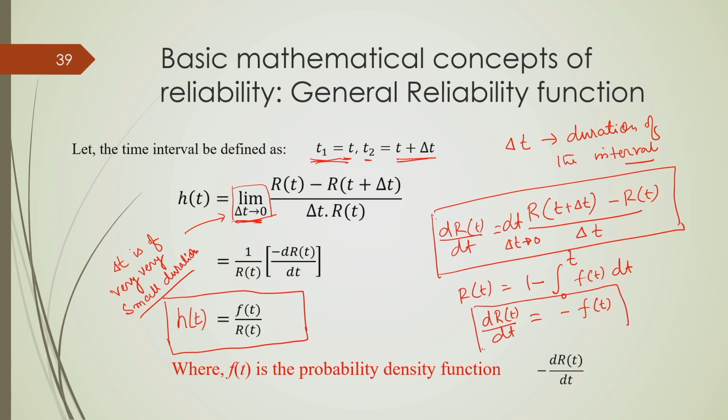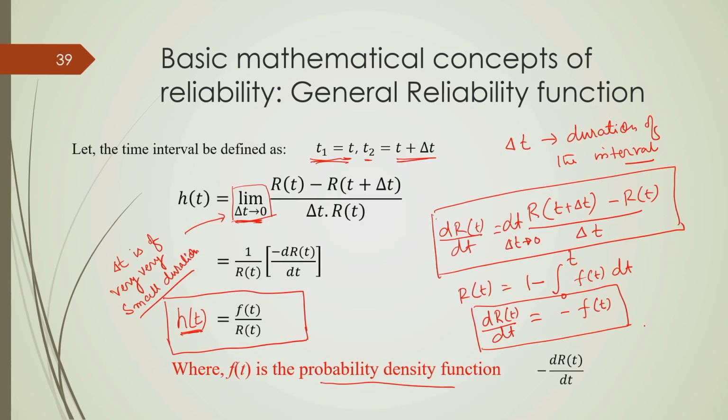And we replace this with minus dR(t)/dt, and thereby you get the instantaneous failure rate or hazard rate coming out to be f(t) divided by R(t). So, it is coming out to be the ratio of f(t) and R(t). So, the instantaneous failure rate is found to be the ratio of the failure probability density function f(t) to the reliability function R(t).